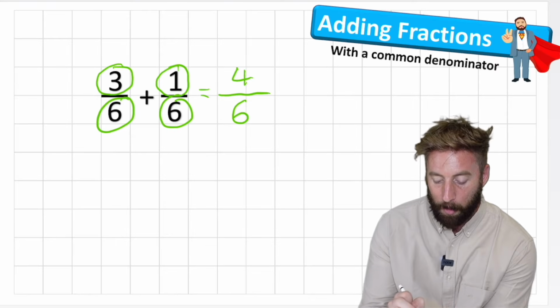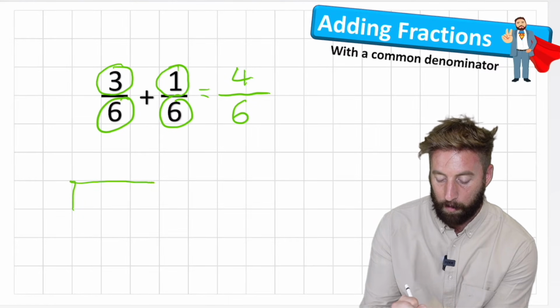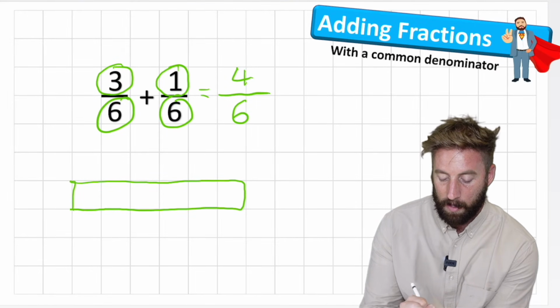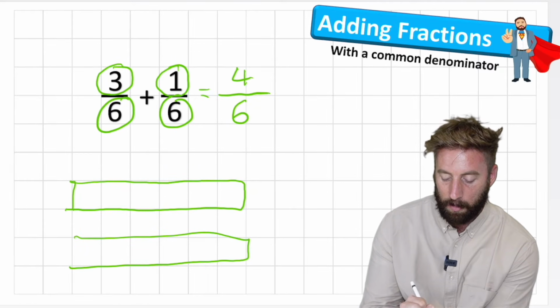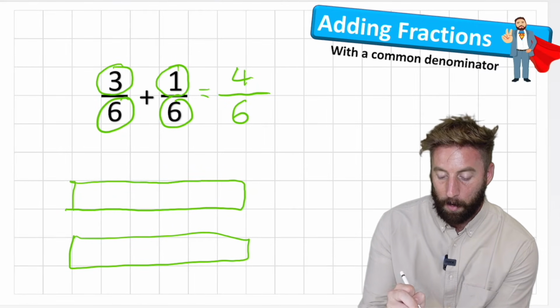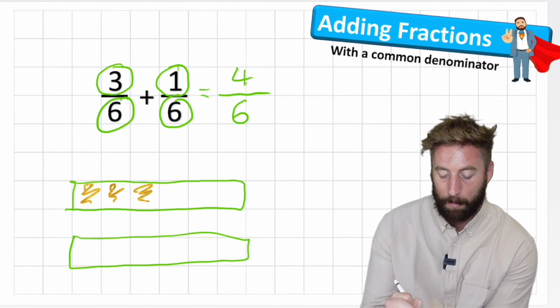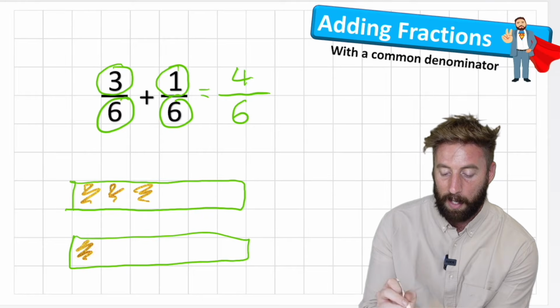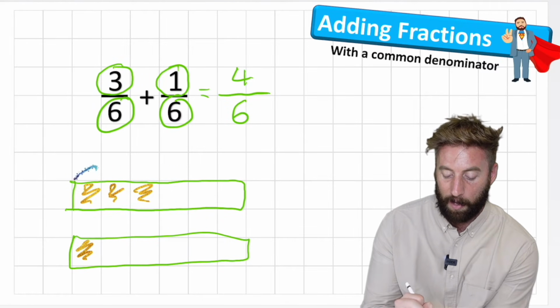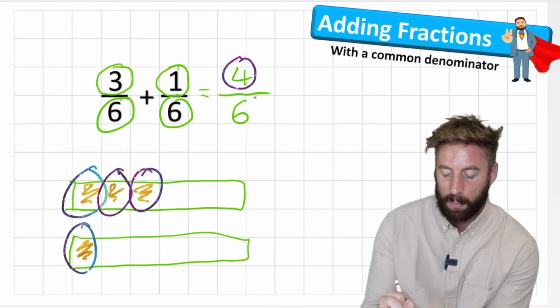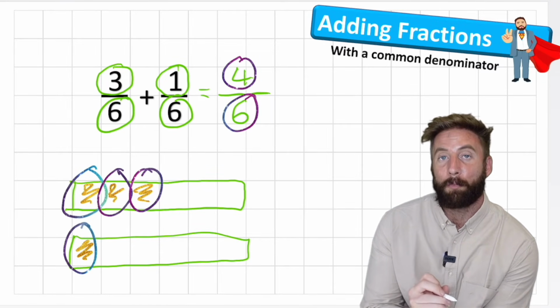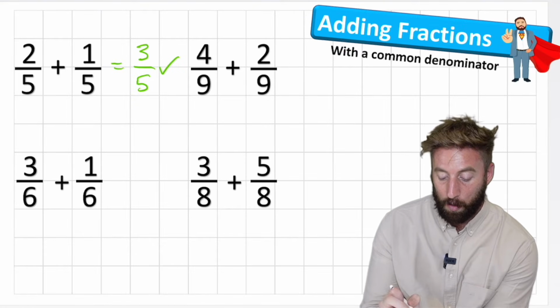Let's check it with my bar model. Here we go. I'm just going to draw a very rough one for us. 1, 2, 3, 4, 5, 6. 1, 2, 3, 4, 5, 6. Excuse my inaccuracy. But on my first one, I have 1, 2, 3. And in my second fraction, I only have 1/6. How many do I have altogether? I have 1, 2, 3, 4 sixths. So my answer to question 2, 3/6 add 1/6 equals 4 sixths.